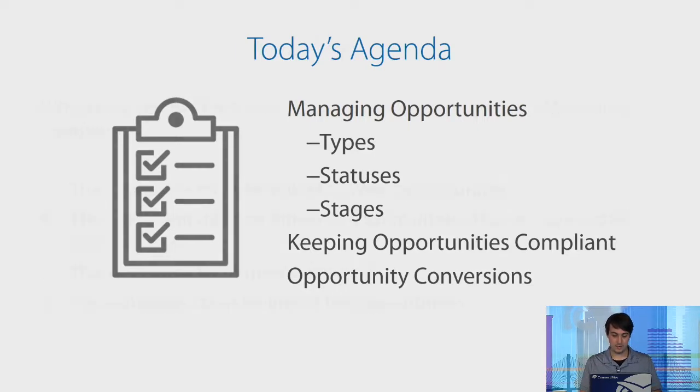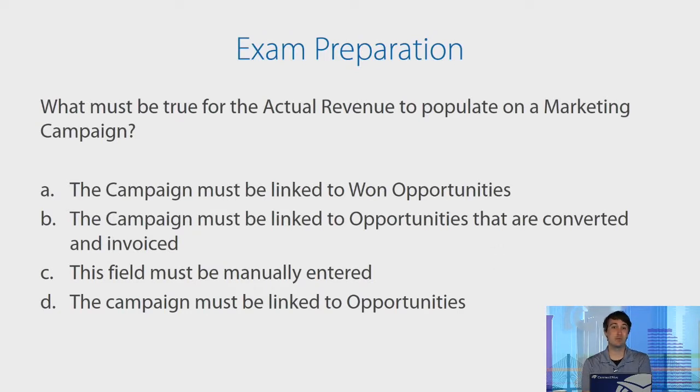So, as always, I'm sure you're prepared. I have a quick exam review question for you based on the content that Renee covered earlier before we got started. So the first question is, what must be true for the actual revenue to populate on a marketing campaign? I know Renee covered this earlier, and she asked about a couple of the other fields on the campaign during her exercises, but for this one, is that actual revenue going to be coming from A, the campaign must be linked to won opportunities, B, the campaign must be linked to opportunities that have been converted and then invoiced, C, the field is manually entered, or D, the campaign just has to be linked to any opportunity at all. Let me see what you guys think in that Q&A pod.